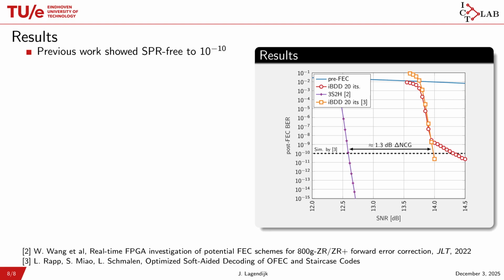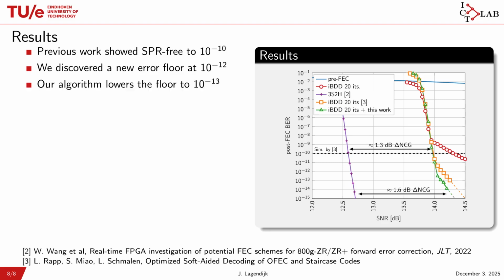All right, so let's go over the results again. Previous work showed that you could achieve stall pattern-free decoding down to 10 to the minus 10. However, there exists a second stall pattern with an estimated gap of 1.8 dB compared to the 1.3 dB of the previous one. We proposed a new algorithm which showed a 0.2 dB gain. We lowered the error floor by an order of magnitude. And we achieved these very low bit error rates, 10 to the minus 14, using GPU simulations.